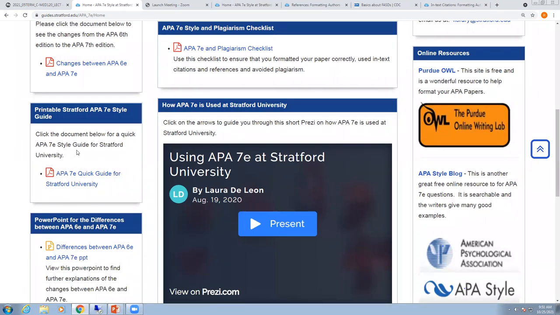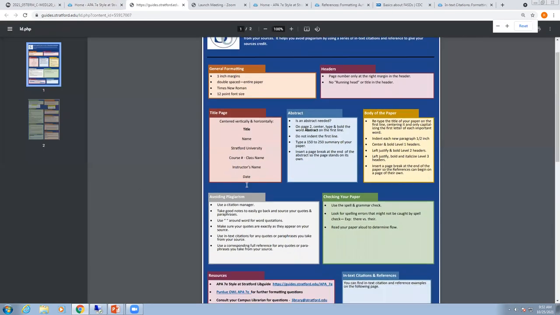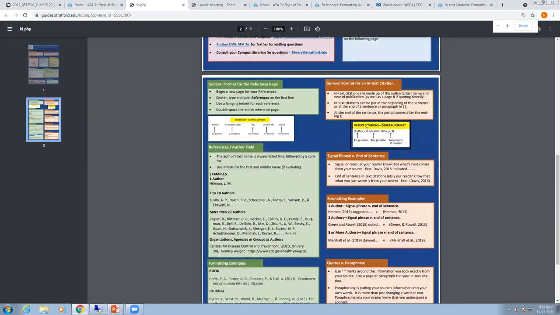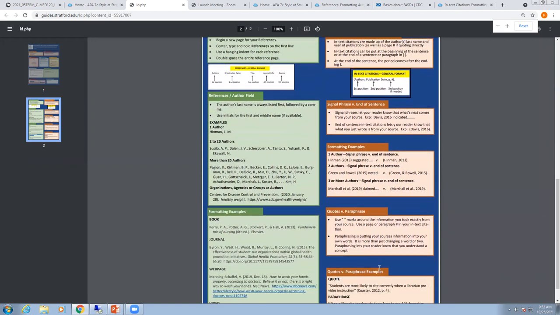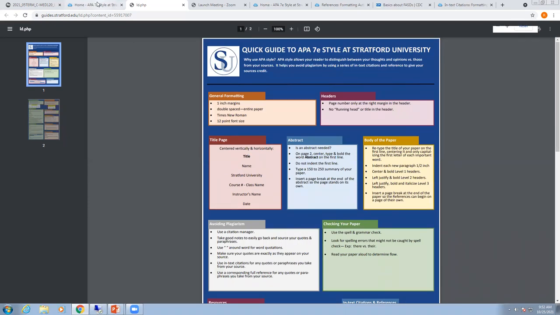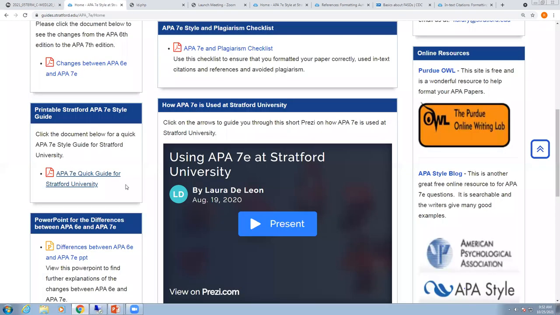But on the left-hand side, you also have an APA 7th edition style guide, which is just a short 2-page guide that on the first page is going to show just the general formatting. And then the second page on the left-hand side, it's going to show you information about your references and some examples and information about in-text citations and some examples. So this is just a short 2-pager. I would encourage you to print it out and have it next to you. And then you have kind of everything in a nutshell right next to you.